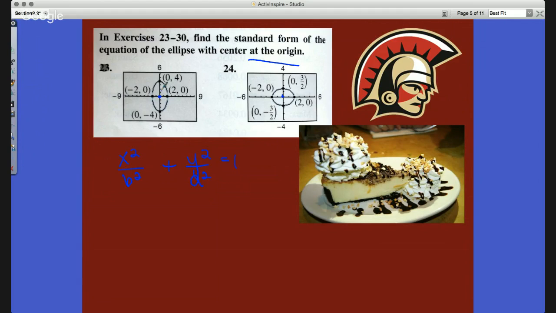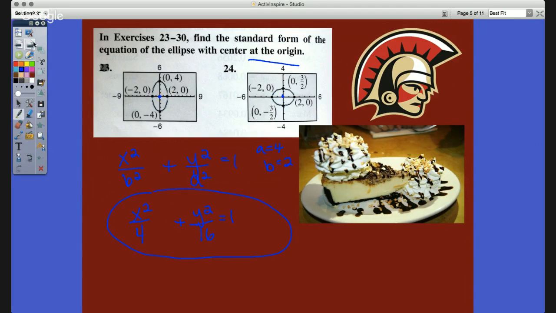So as I look up, I go 1, 2, 3, 4 up and 4 down. So because of that, we know that a is equal to 4. Because b goes left to right 2, we know b equals 2. So simply, all we have to do is plug 4 in for a, we square it, we get 16. And we plug 2 in for b to get 4. So what we have now is x squared over 4 plus y squared over 16 equals 1 because of that lack of transformation that's there. Okay? Hopefully that's helpful for you.